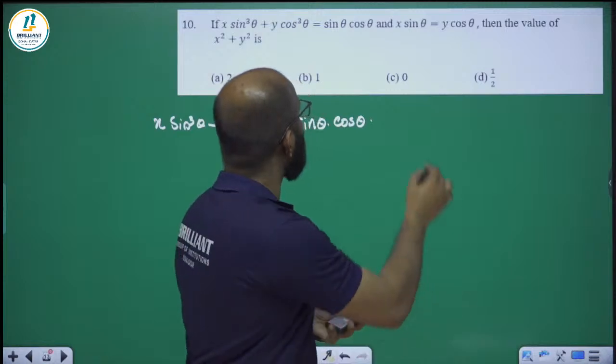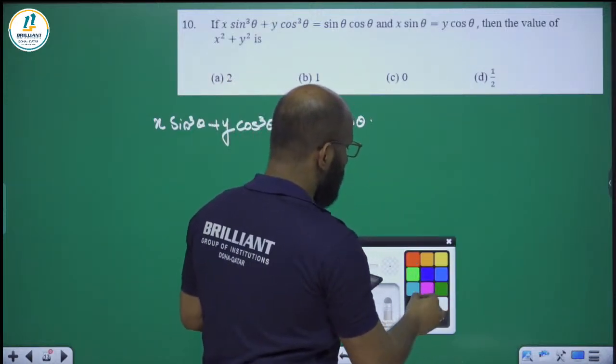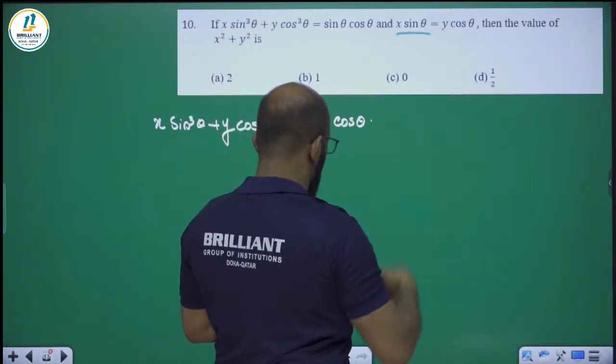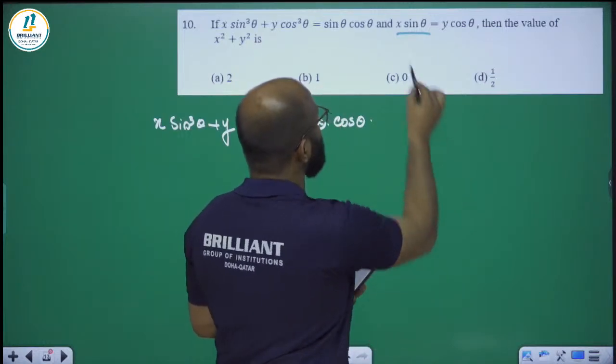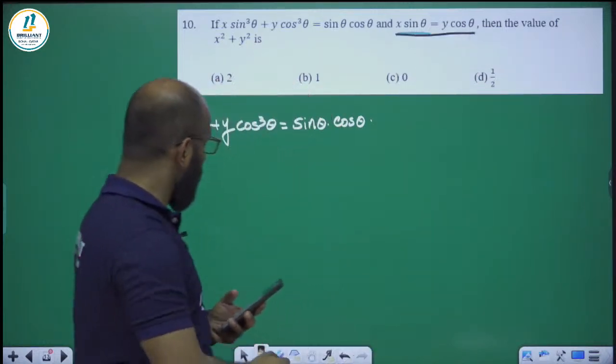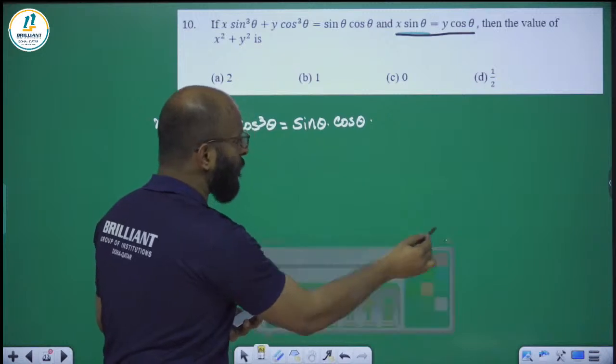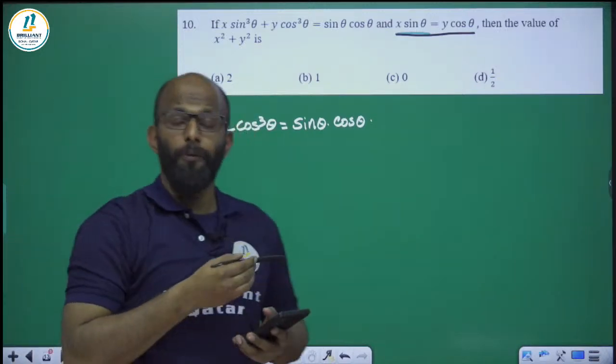Now it's given that x sin theta is equal to y cos theta. We will consider that one. Before that, we can just simplify the first expression.